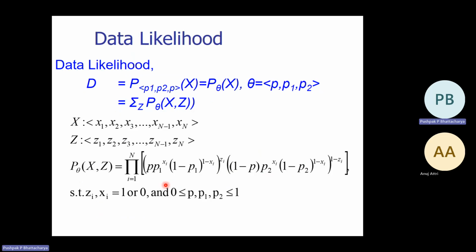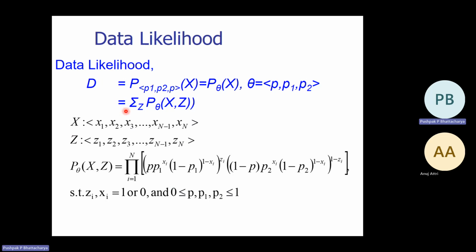So now we can set up the data likelihood. The data likelihood is the probability of the observation, and the probability of the observation is controlled by these three parameters: P1, the probability of head from the first coin; P2, the probability of head from the second coin; and P, the probability of choosing the first coin. So this is P theta x, where theta is P, P1, and P2. We marginalize this on the indicator variable Z, where Z is a hidden variable as to which coin is chosen.